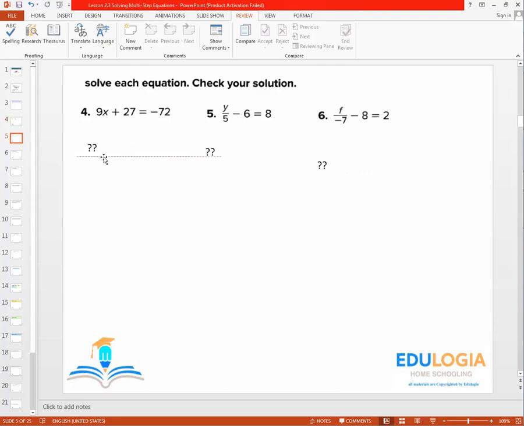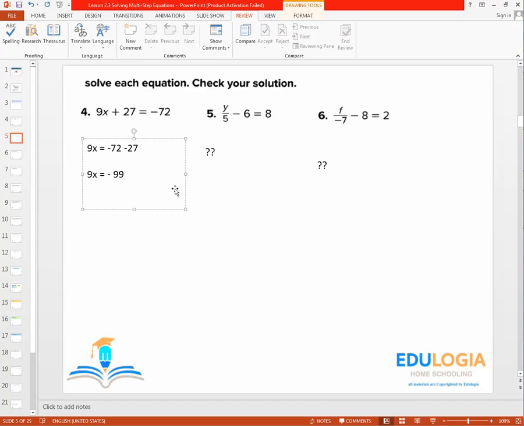Here we have it: 9x plus 27 equals negative 72. Once again, 9x equals negative 72, and transferring 27, it will be negative 27. In the left, we still have 9x. In the right, we have negative 72 minus 27. The total is negative 99.